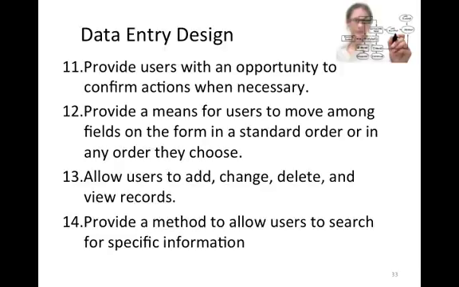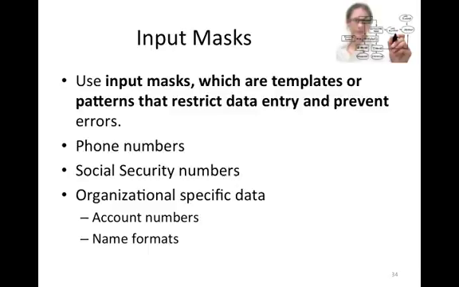We want people to have an easy way to move from field to field, but if they want to interrupt the order, they should be able to. So every time they hit enter or tab, they go to the next field. But if they want to go backwards or forwards, they can move the cursor with their mouse and get there. We want to provide enough functions that people can add and change and delete and view records. And we want certainly to allow people to be able to search for specific information.